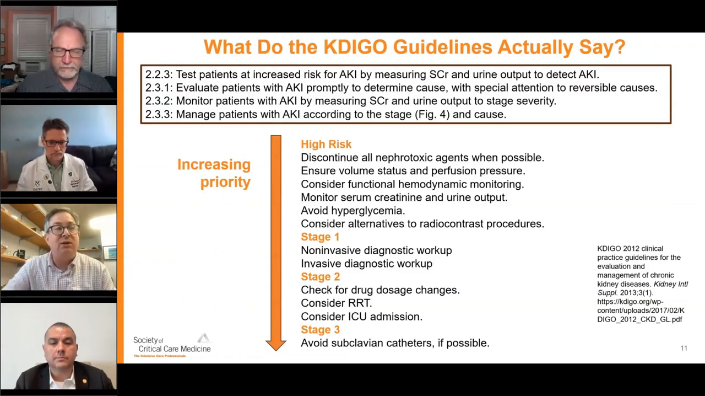The idea that we need to have a plan once people have AKI, especially if devices like this are to become more common, right? Testing patients at increased risk by looking at their urine output. Certainly this makes it easier to risk stratify folks.